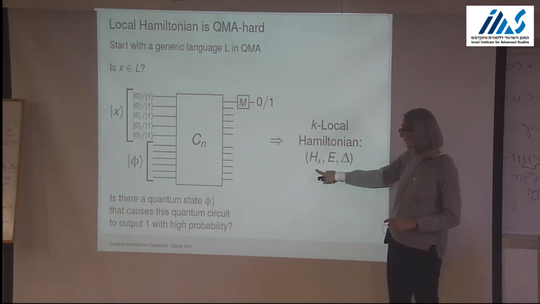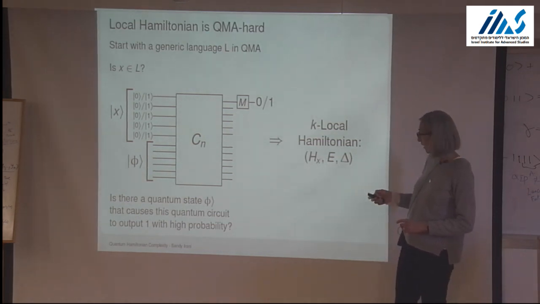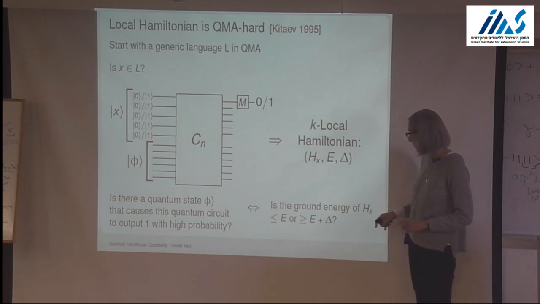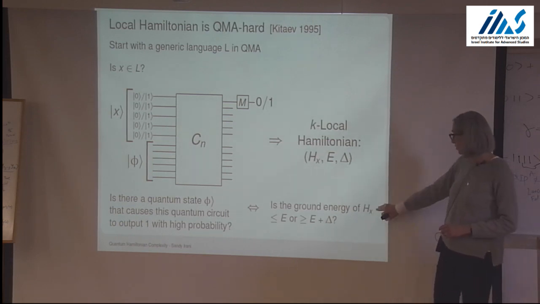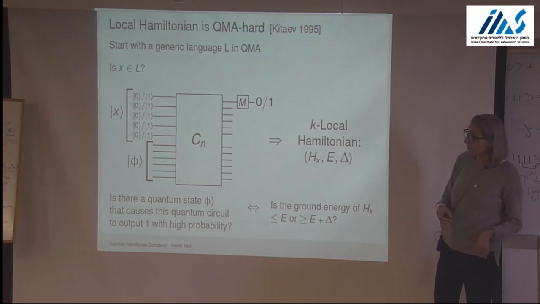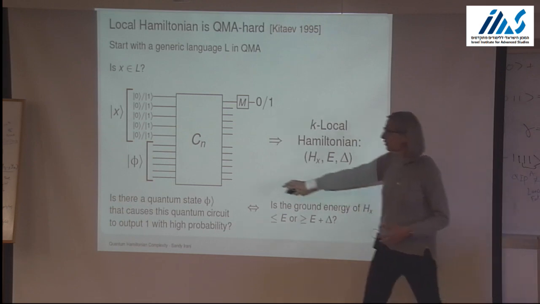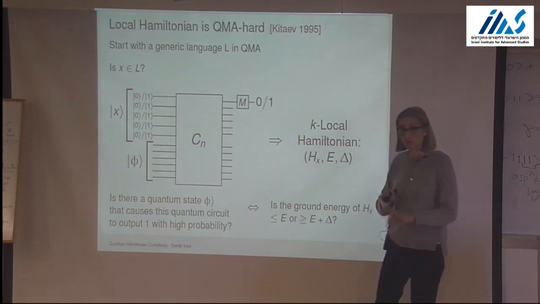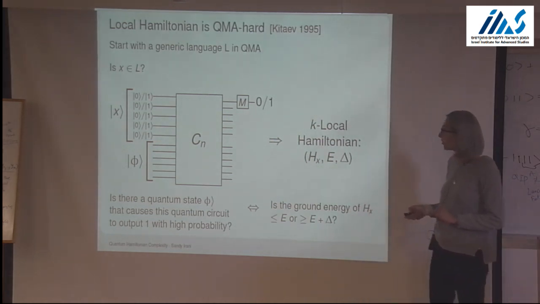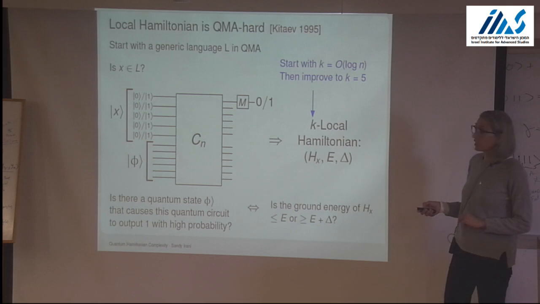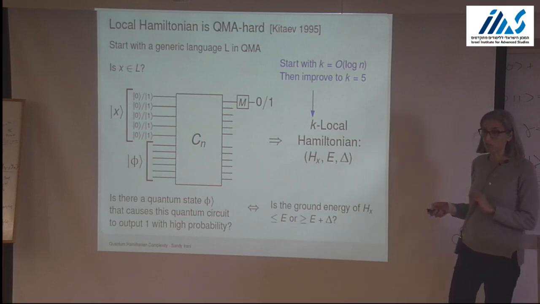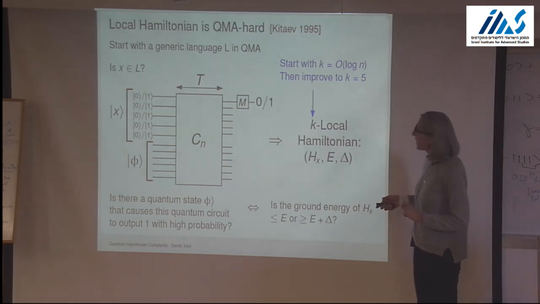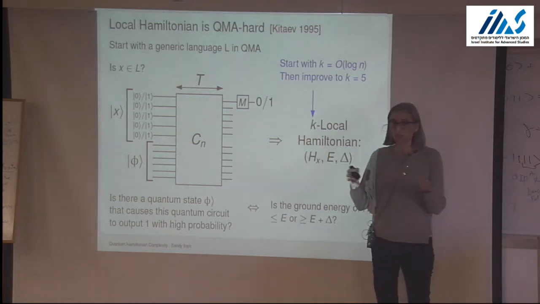So we have a Hamiltonian and thresholds, and we want to create this Hamiltonian so that the ground energy of this Hamiltonian is less than E or greater than or equal to E plus delta, depending on whether there exists a witness that causes this circuit to accept. Okay, so it's a quantum version of what we just saw before. We're going to start with log K local and then move to 5 local, depending on how far we get. And I'll always use capital T to denote the number of gates in my circuit.